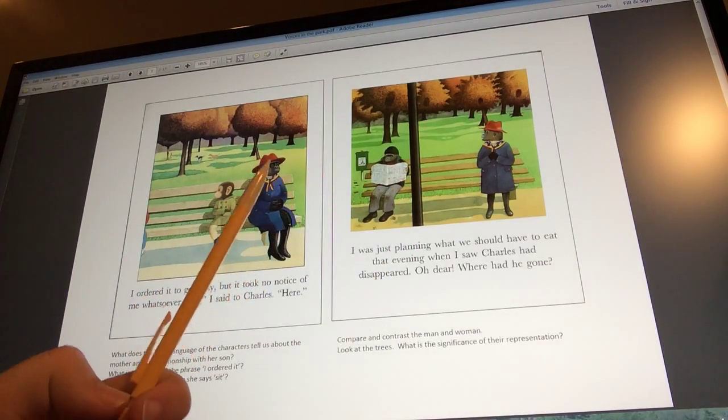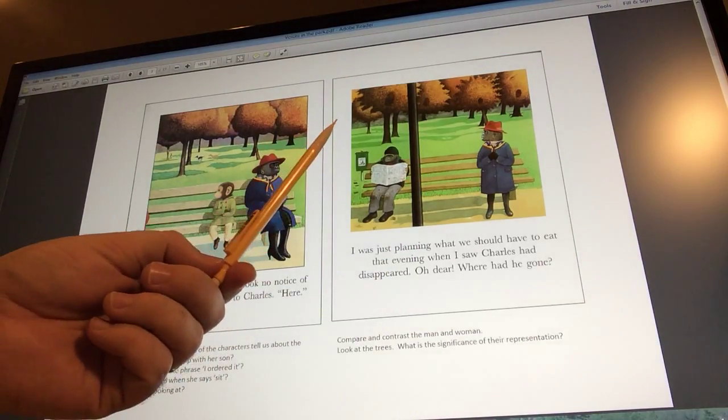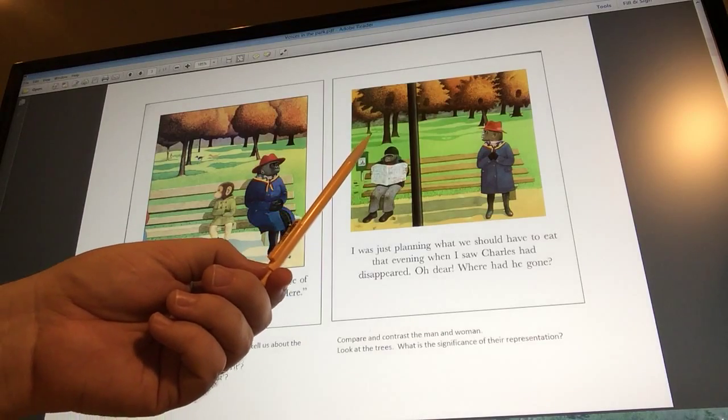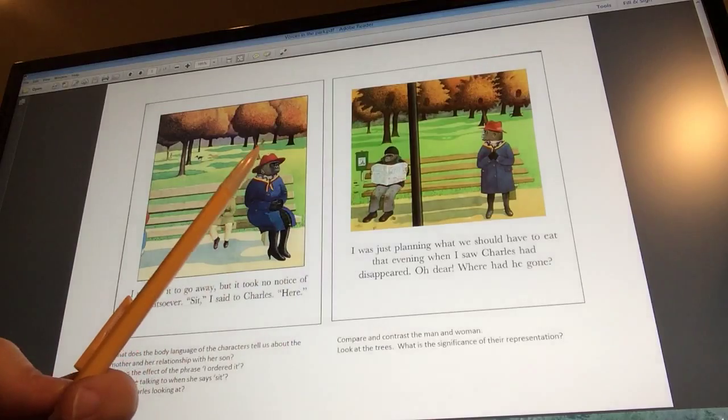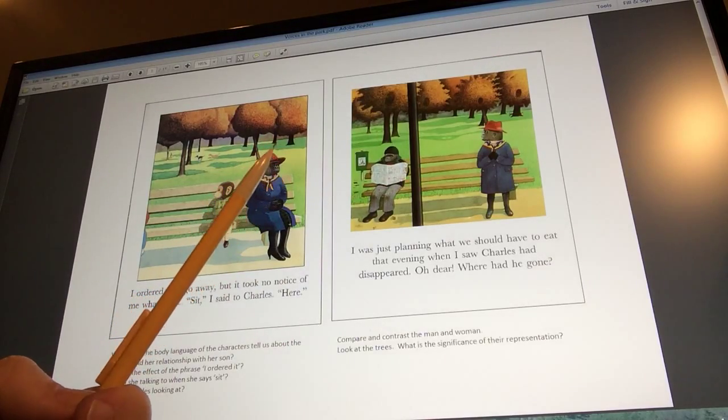Now I'll bring the copy of the picture book with me to class next time, and you'll see that this side is slightly darker in terms of the colour as well. It's hard to see in the scan.